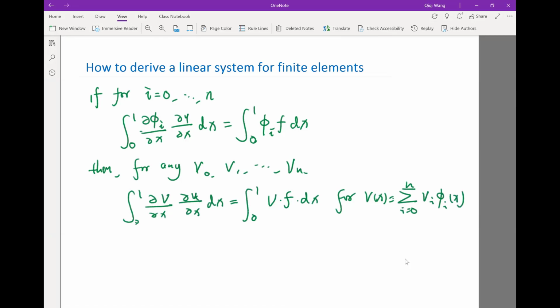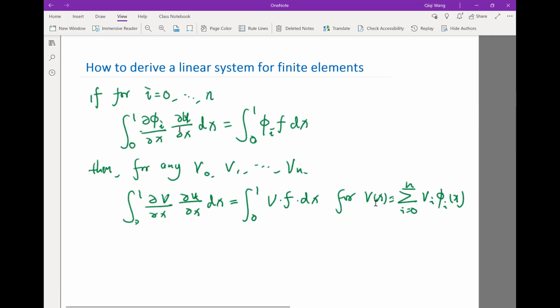Do you agree? I mean, we're just multiplying each of these equations by v_i and adding them together. Because of linearity of the integral, we can basically take the linear combination from outside the integral to inside the integral. And because of the linearity of the derivative, we can just take the linear combination from outside the derivative to inside the derivative. So we get the v's. All right. Does that make sense? Okay, good.